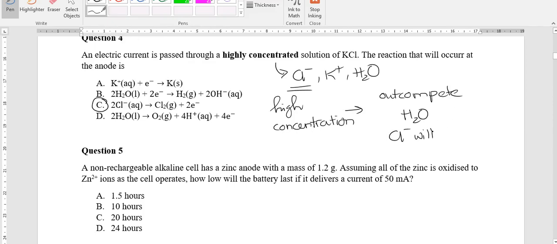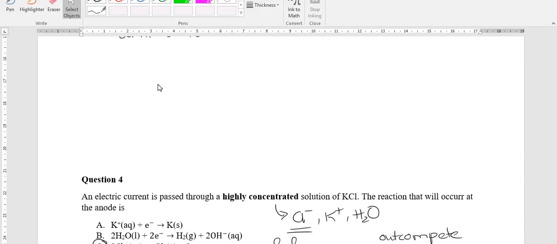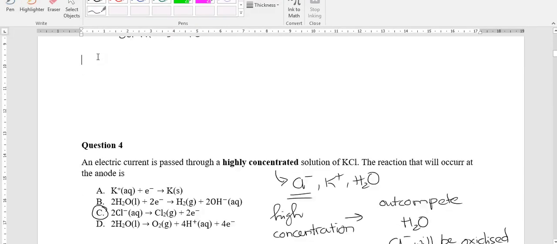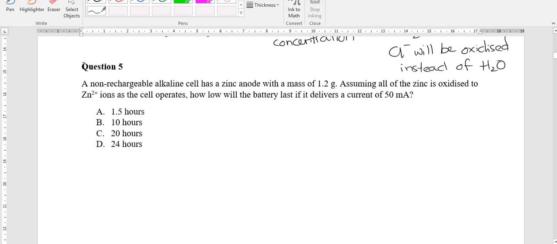I don't actually know why I need to write this. But anyway, instead of H2O. Oh, that was a mistake, wasn't it? Should have done this first. Now it's all going to be... Oh, no, it works out well. Alright, I'm just going to do this just in case.